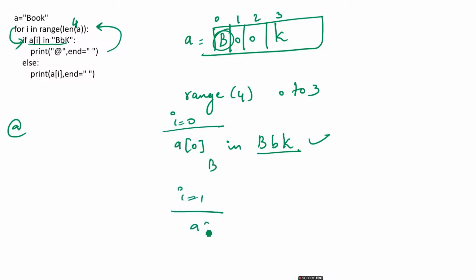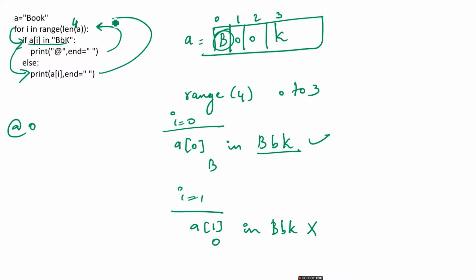We will check A of 1. A of 1 is O, small letter O. Whether it is present in B, B, K. Condition is false. If the condition is false, we'll come to the else part. Print A of I, that is O, space.